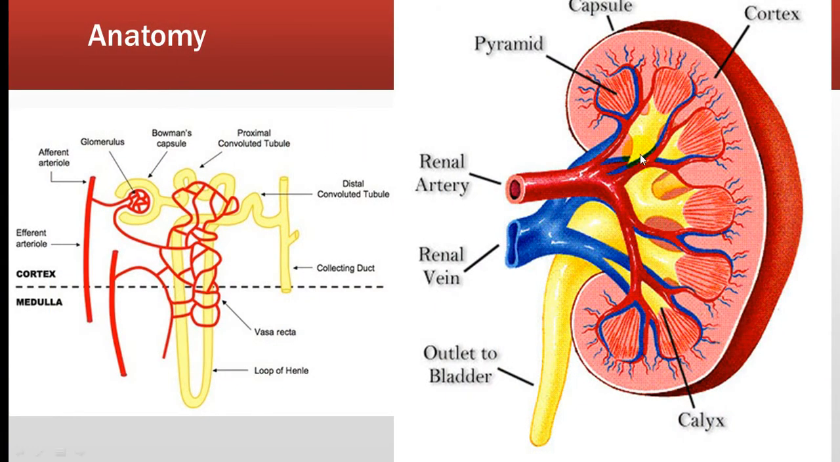So here's what it looks like on the inside. This is called the cortex and the medulla. Medulla meaning middle. Cortex, capsule around it. It's got these little things called pyramids, renal pyramids. When you see the word renal, that has to do with kidney. The renal pyramids are kind of like little funnels.